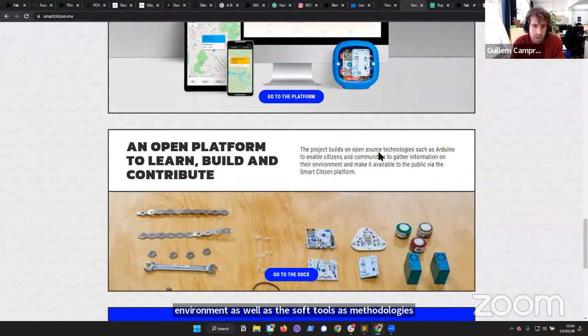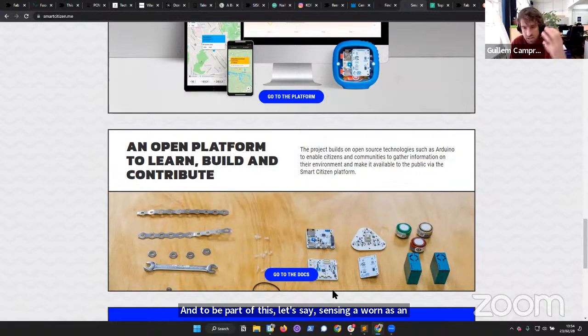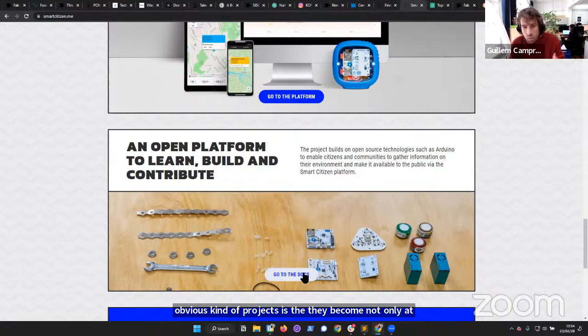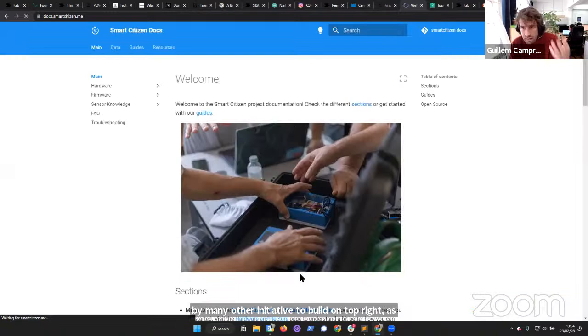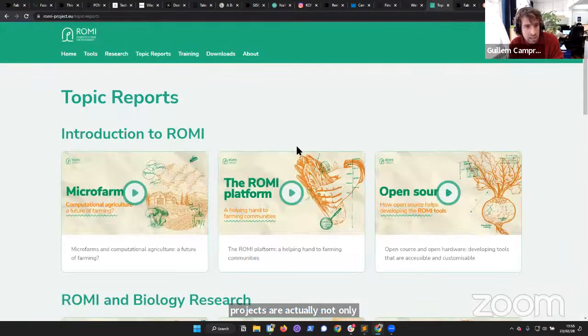And I think what's more important of these kind of projects is that they become not only at the end companies that sell hardware and software, but as well as big repositories of open hardware, which are then used by many other initiatives to build on top, right? A Smart Citizen contains information that it's allowing a lot of communities all over, a lot of companies all over, actually, to build custom hardware and software solutions to monitor specific environments, to monitor specific things. So in a way, these platforms or these projects are actually not only companies of its own, but companies that help establish new companies. Finally, a similar project into the East that's a bit more recent is a Romi project.